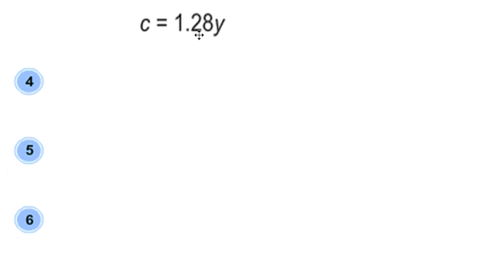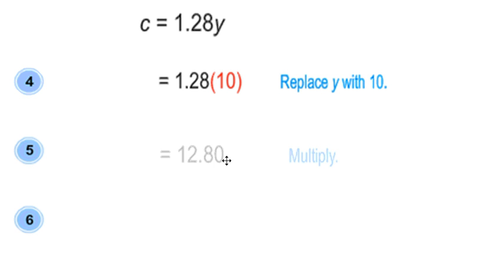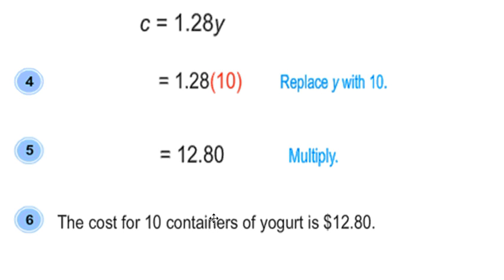Now we're going to take our equation and substitute some values. So we know that we want 10 containers of yogurt. So instead of Y, I'm going to put 10. We're going to multiply, and then finally we're just going to restate. The cost for 10 containers of yogurt is $12.80.